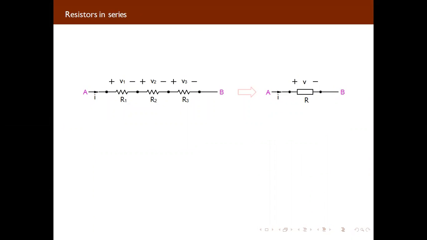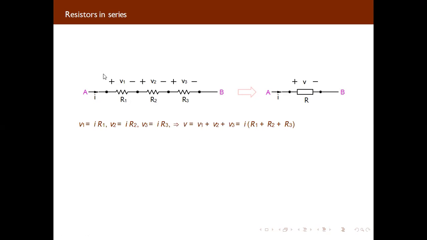So if we have resistors in series, how can we calculate the total resistance? We simply add them: R1 plus R2 plus R3. And if resistors are connected in series, the current flowing through each resistance will be the same, but the voltage will get divided. This is the total voltage, so the voltage will get divided across R1, R2 and R3.